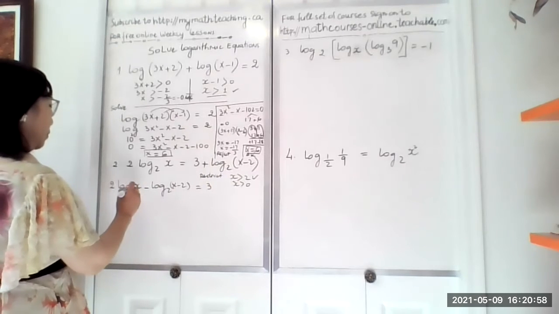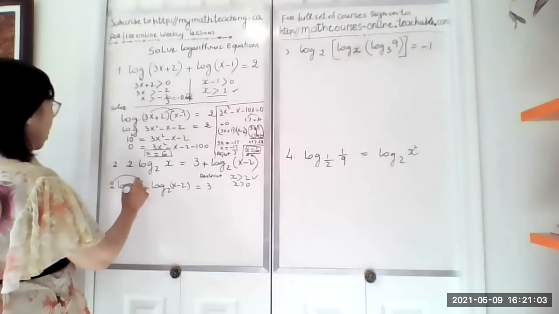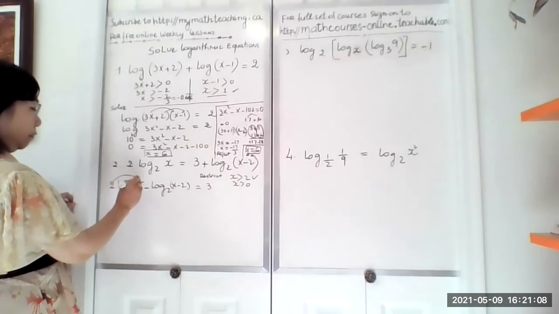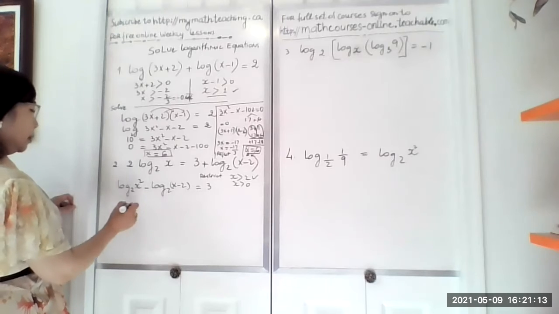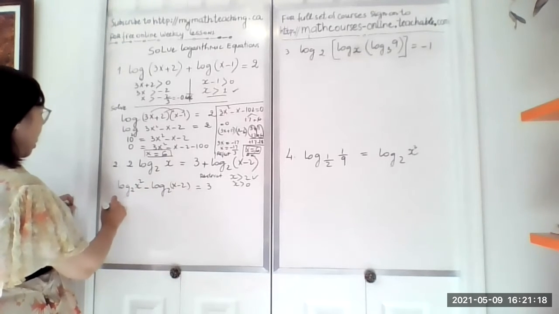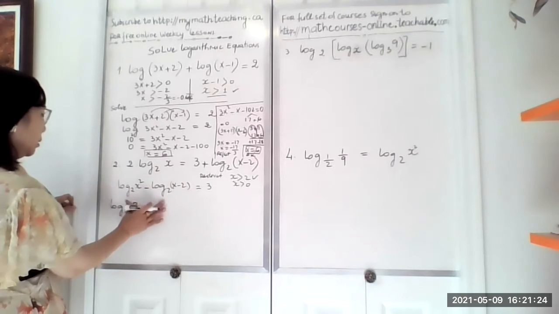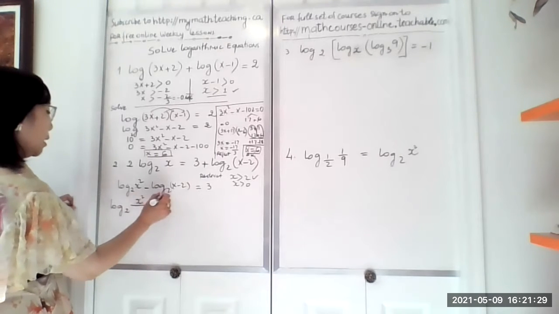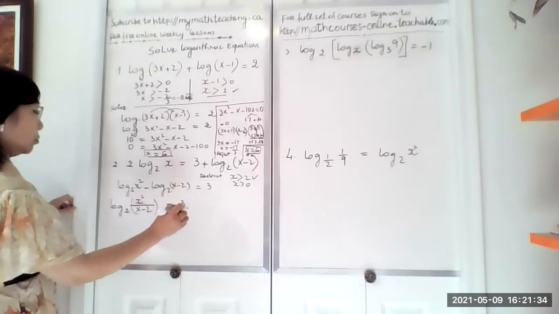For this one, I'm going to bring this 2 up here. So it looks like I have an x squared. I bring the 2 from in front up here, I use the power law, and I cancel this one, right? Now it's subtract, it means divide. So I will have log base 2 of x squared divided by x minus 2 equals 3.